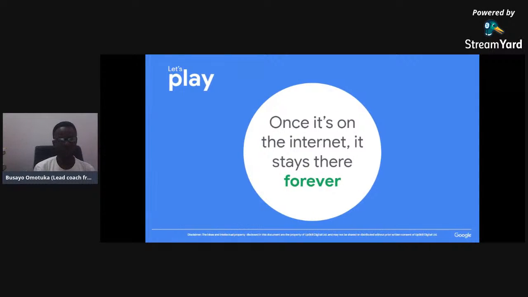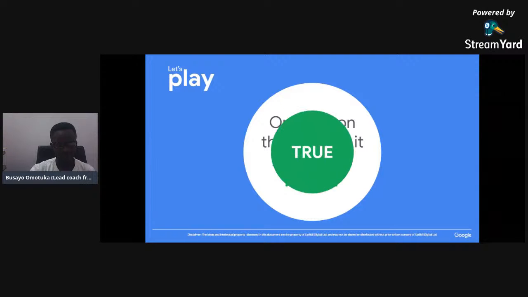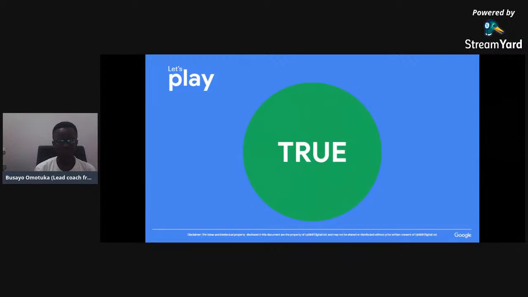So the first one is: once it is on the internet, it stays there forever. True or false? So you ask the student and they'll give you the answer. Let's go to the next slide. So it's actually true. Once you share any information on the internet, it stays there forever.